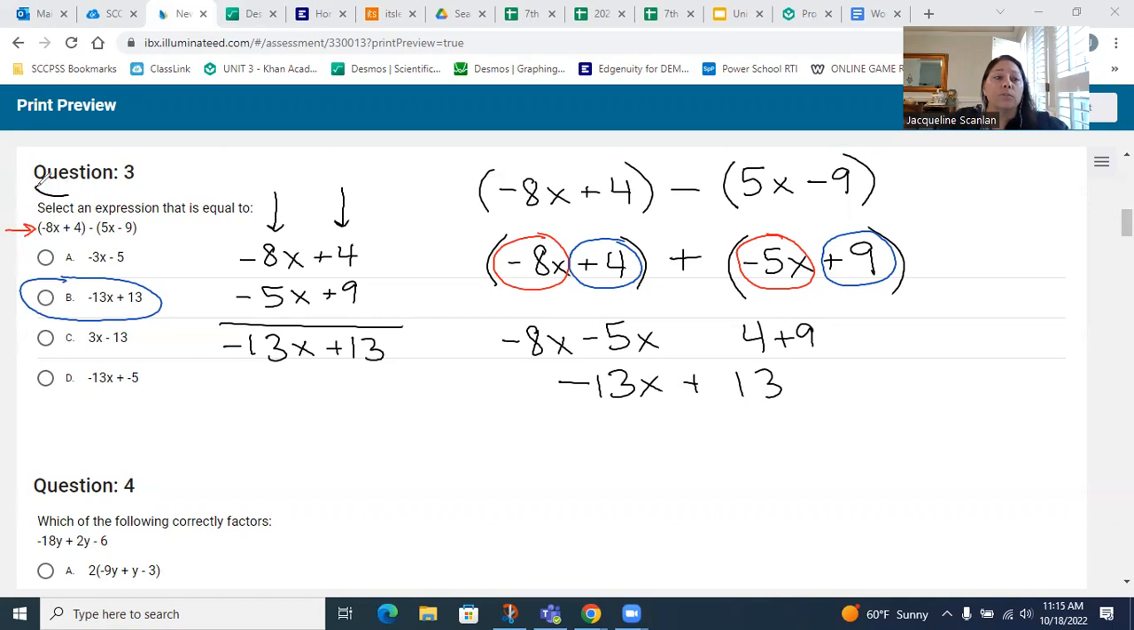This is going to be one of the most challenging questions on the quiz or the test. Subtracting expressions is very complicated. Okay, let's move on to the next question.